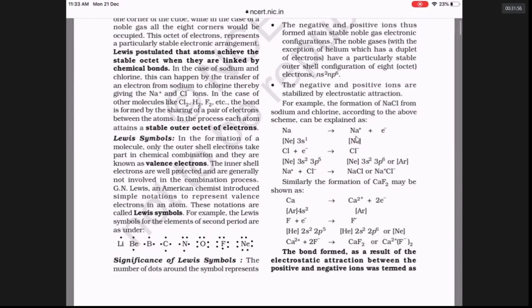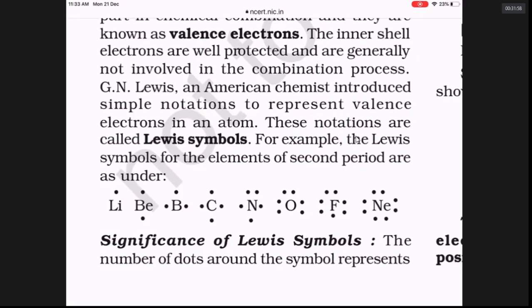If you look at the configuration of lithium, which has 3 electrons, 1s2, 2s1, only the 2s1 electron is represented by a dot. For beryllium, atomic number 4, configuration 1s2, 2s2, only the 2s electrons are represented by 2 dots. Boron, atomic number 5, configuration 1s2, 2s2, 2p1, has 3 electrons in the second level, so 3 dots. Carbon, atomic number 6, configuration 1s2, 2s2, 2p2, means 4 valence electrons, so 4 dots.